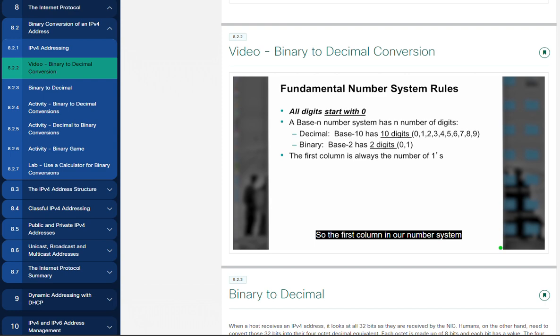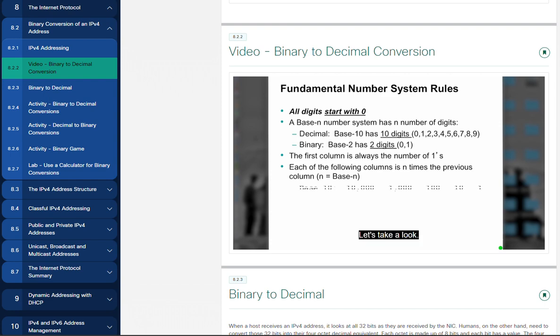So the first column in our number system is always the column of ones. Whatever base we're working in, the next column is that base times the previous column. Let's take a look. In base 10, the first column is the column of ones, our rightmost column. The next column would be 10 times 1, or 10. The next column would be 10 times that, 10 times 10, or 100. The next column, 10 times 100, 1,000, and so on.